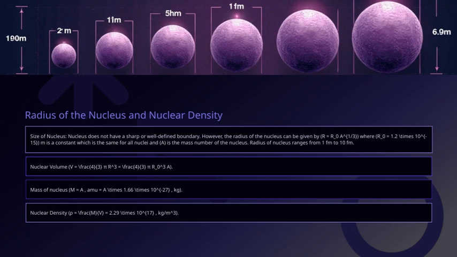In summary, understanding the radius and volume helps us see why nuclear matter is so densely packed. The constant density across different nuclei indicates that, regardless of size, nuclear matter maintains a remarkably uniform density, which ties into the overall theme of nuclear structure and stability.